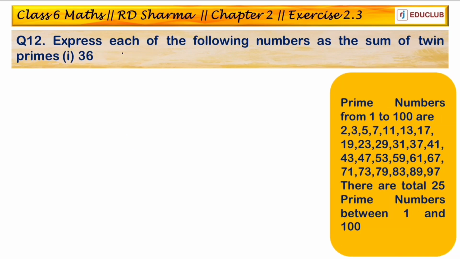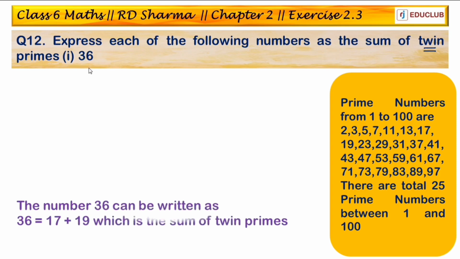Now question number 12. Express each of the following numbers as sum of twin primes. Twin primes we have seen, that is, having only one composite number in between. So we have to express 36 as sum of twin primes. Let us see whether we will be able to do it or not. Yes, we can see 17 plus 19. 18 is the composite number in between. We will add 17 and 19, we'll get 36. So 36 can be written as sum of twin primes.